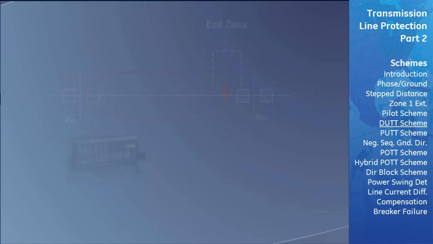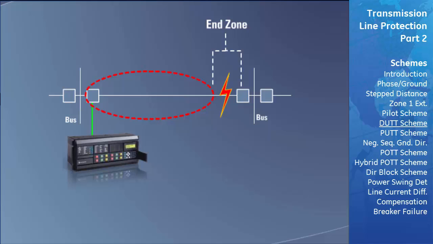A fault that occurs in the end zone of a transmission line normally will not be fully cleared until the time delay of the Zone 2 protection element has expired. The DTT scheme, which stands for the Direct Underreaching Transfer Trip scheme, is used to reduce the amount of time needed to wait before clearing a fault that occurs in this end zone of a transmission line.